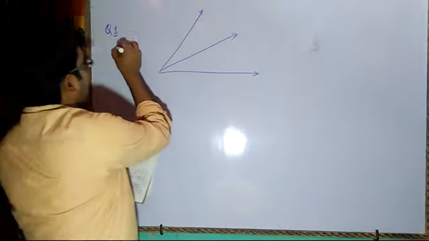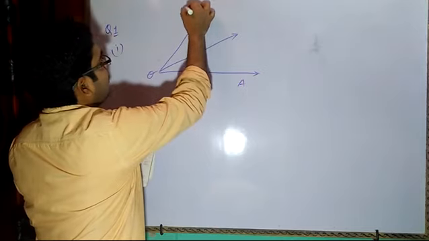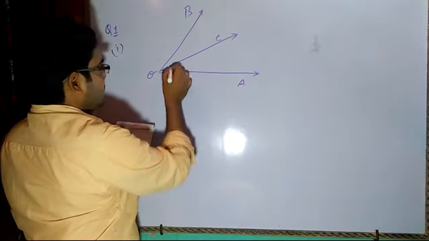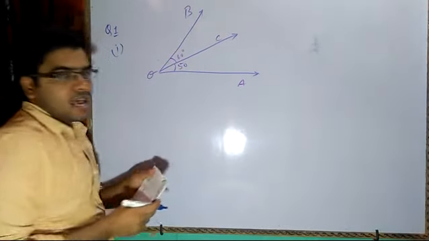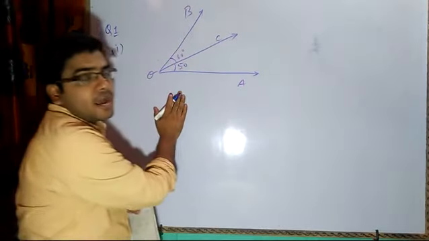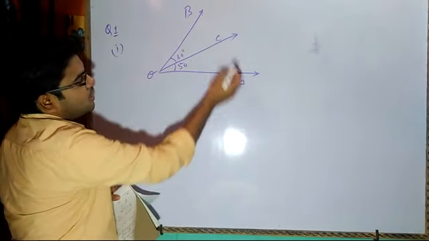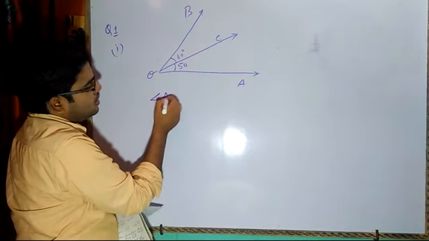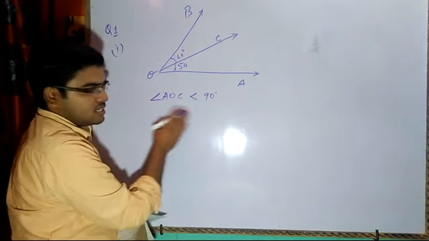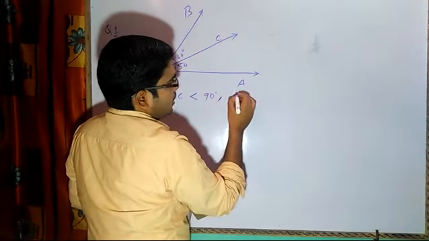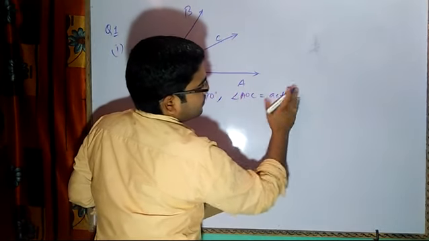Question number 1, sub part 1 says that we have angle O here, naming AOB. Here we are having C. This angle is 50 degree. This angle is 60 degree. Then they are asking, name the angles which are acute angle. So as you can easily see, angle AOC is less than 90 degree. So angle AOC is an acute angle.